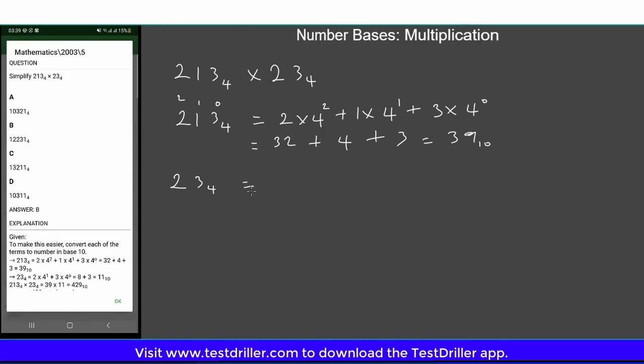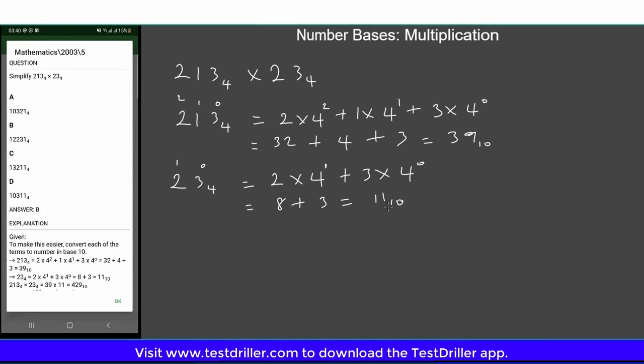So let's convert 23 in base 4 to a number in base 10. So this is 0 and this is 1. That's the place number. So you take 2 times 4 raised to the power of the place number, which is 1, plus 3 times 4 raised to the power of the place number, which is 0. If you evaluate this, you're going to get 2 times 4, that's 8, then plus 3 times 1, that will give you 3. This we add up to 11 in base 10.